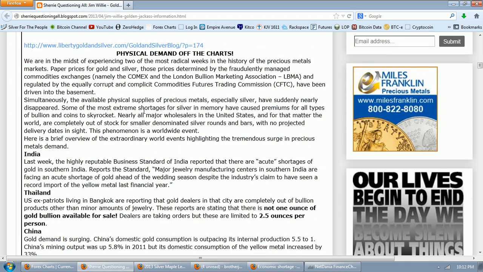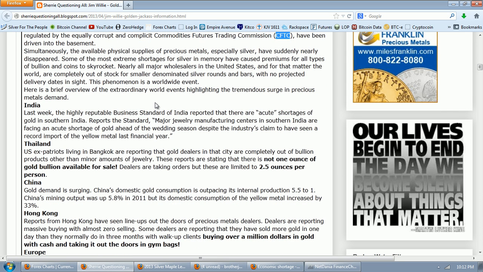So now he documents here the physical demand. It's off the charts. We're in the midst of experiencing two of the most radical weeks in the history of the precious metals markets. Paper prices for gold and silver, those prices determined by the fraudulently managed commodities exchanges, namely the COMEX and the LBMA, and regulated by the equally corrupt and complicit CFTC, have been driven into the basement. Simultaneously, the available physical supplies of precious metals, especially silver, have suddenly nearly disappeared.